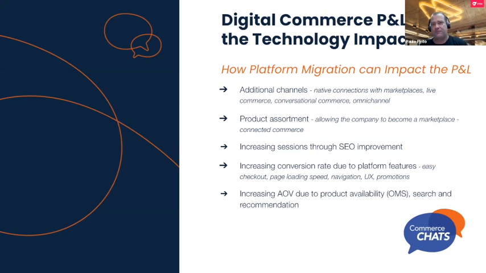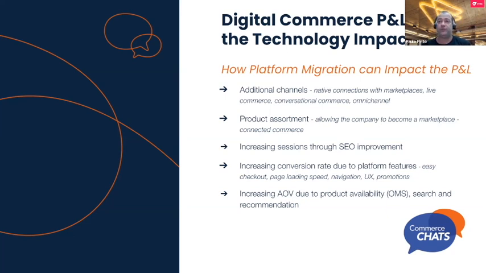AOV, average order value, increase your AOV, for example. If you have search and recommendation and really good engines in the platform, somebody's buying a t-shirt and then you say, hey, why don't you buy those shorts also? They look good with this t-shirt. It's a recommendation, and it usually will increase the AOV. People will put more items in the same order.